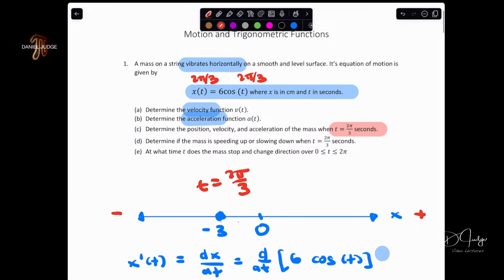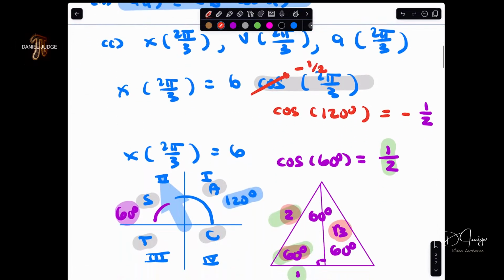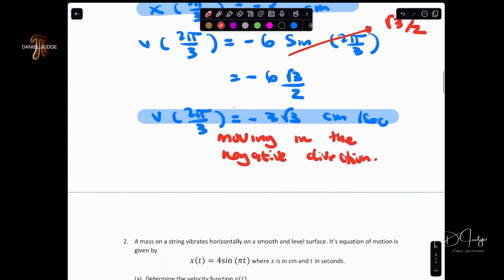The particle starts when t is 0. So if I plug in 0 here, 6 cosine 0, cosine of 0 is 1. So the particle actually started at 6. So you guys know, somewhere over here, I guess. And that happens when t is 0. I'm just going over the details here. All right, so it looks like the particle is moving in that direction at least, okay, at -3.